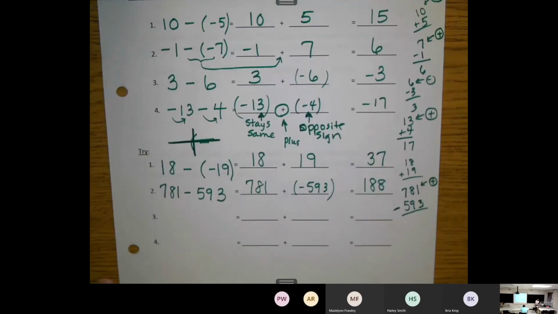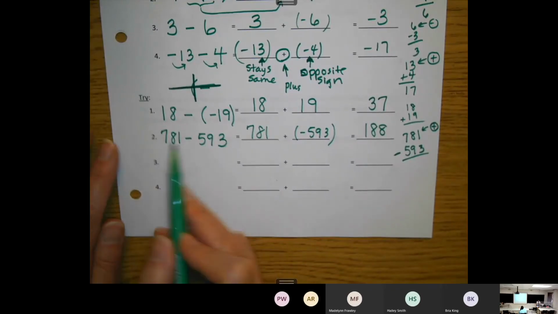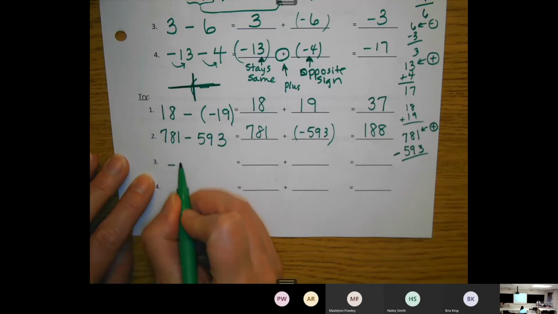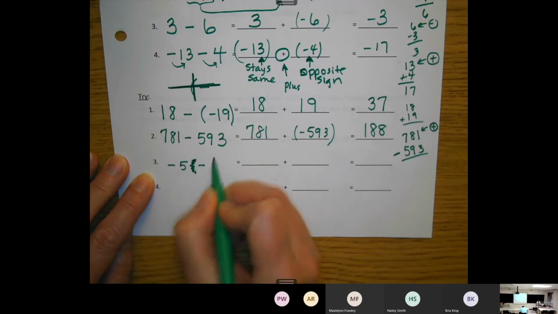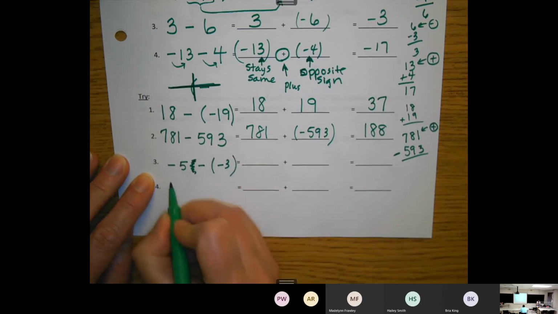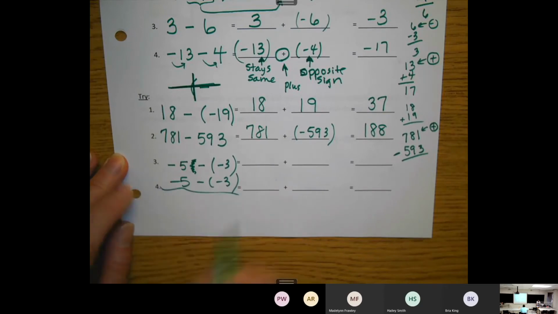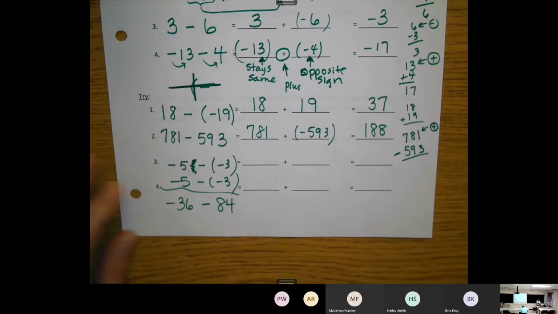Sounds like a good start. Anybody like to ask about them so far? All right, let's see. We haven't had any negatives out in front yet. So how about a few more? Let's try negative 5 minus negative 3. Here's what it should look like. And then let's try negative 36 minus 84.